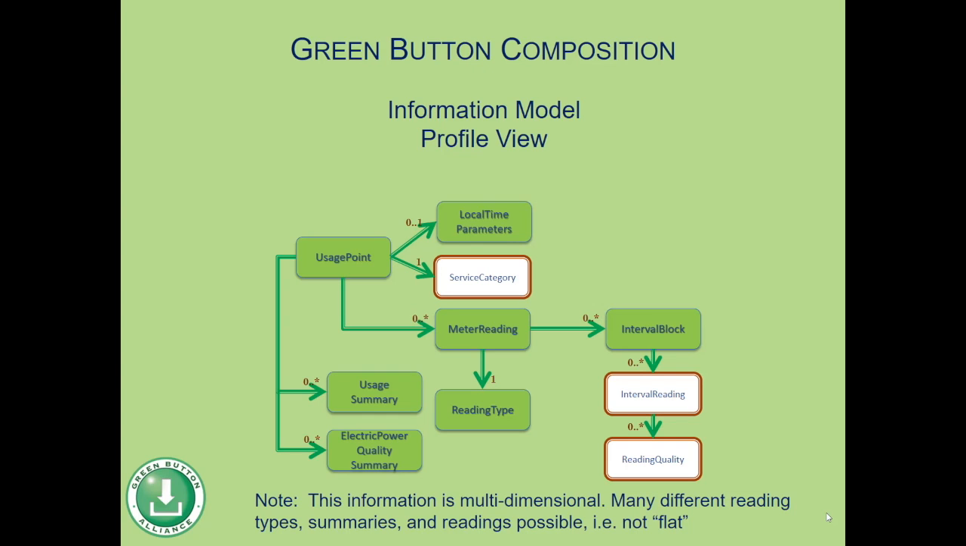The meter has a local time parameter. The local time parameter is what allows me to translate that UTC timestamp into a time zone. And it tells me when daylight savings time starts and ends, as well as where I am. Service category says what kind of meter it is. Is it gas? Is it electric?